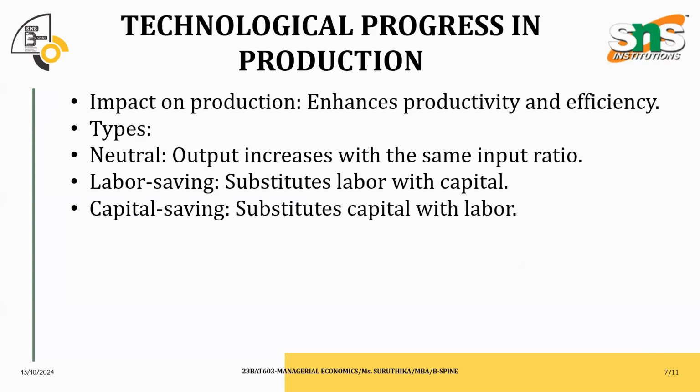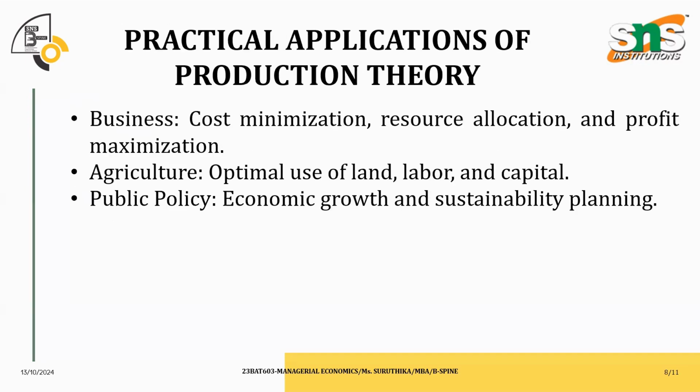So the technological progress in production: technology has a significant impact on production. Technology enhances the overall productivity and efficiency. The impact that technology has can be put into three broad categories. The first is neutral, where output increases with the same input ratio. How much the input increases, the same increase is there with the output as well. The second is labor saving. This particular progress substitutes labor with capital. The third is capital saving, where there's a substitution of capital with labor.